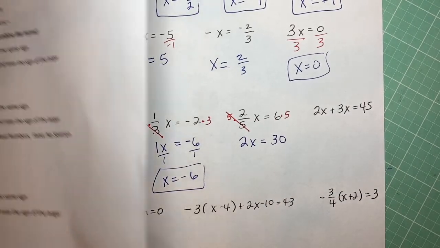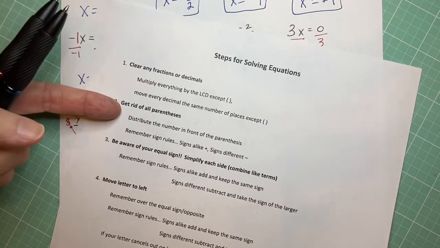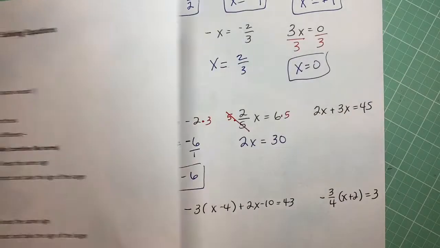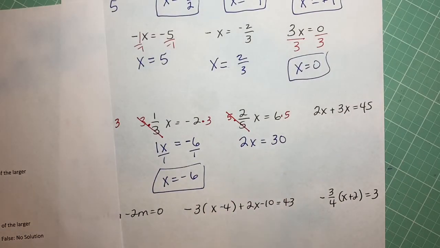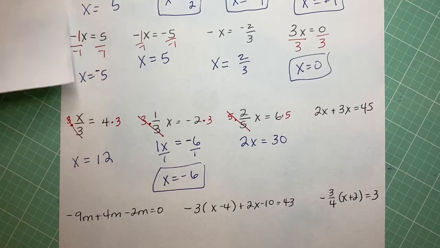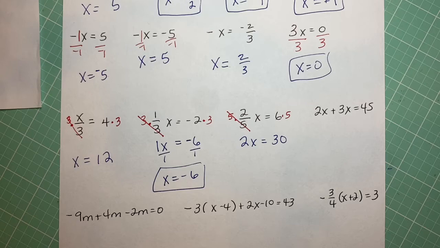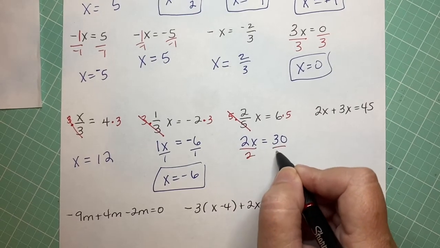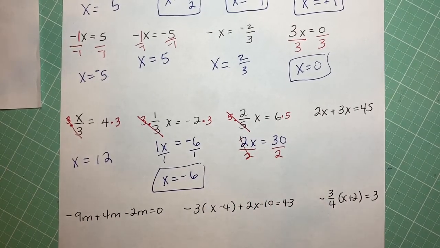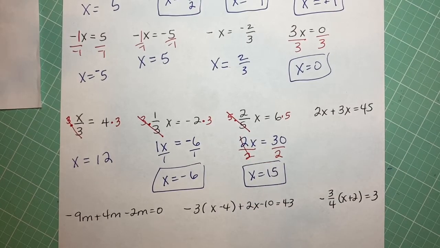But now do you see we're following our steps? Step 1, we got rid of our fractions. Do we have parentheses? No. Do we need to simplify anything on each side? No. Is our letter on the left? Yes. Is our number on the right? Yes. So what's step 6? Divide by the number in front of the letter. So we're going to divide both by 2, which cancels that out and leaves me x equals 15.